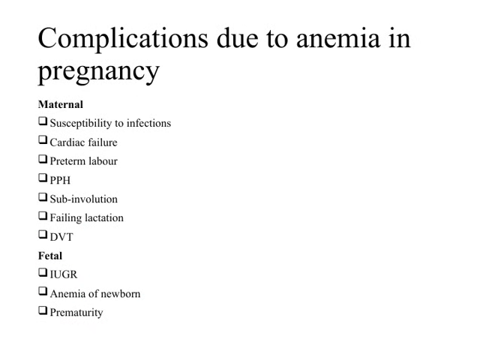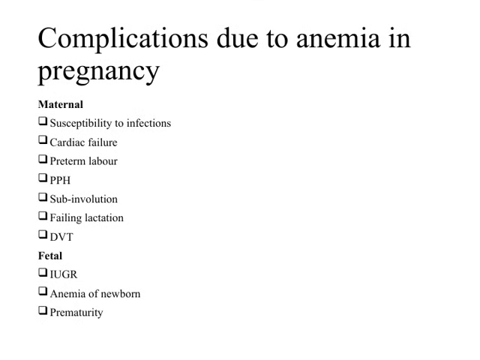Now, let's delve into the complications that can arise due to anemia in pregnancy. On the maternal side, anemia can increase susceptibility to infections, which can further complicate the pregnancy. It also puts extra strain on the heart, potentially leading to cardiac failure. Additionally, anemia is associated with a higher risk of preterm labor, which is a significant concern for both mother and baby. Postpartum hemorrhage, or PPH, can become more likely because of poor clotting factors associated with anemia.